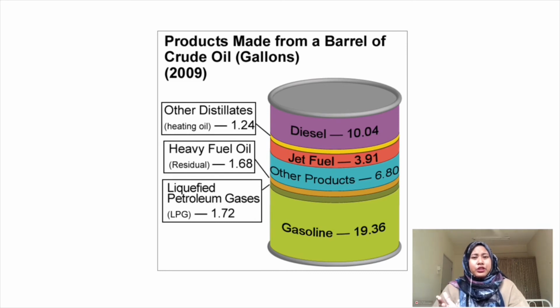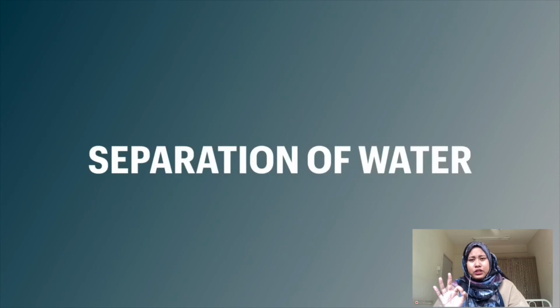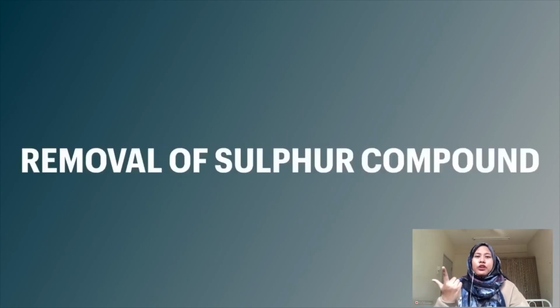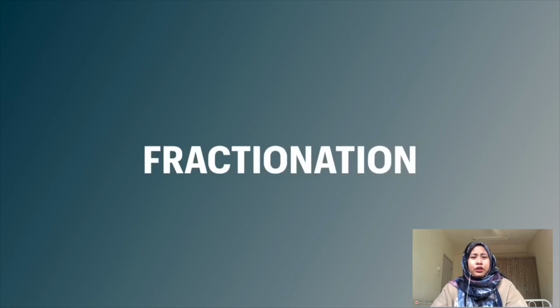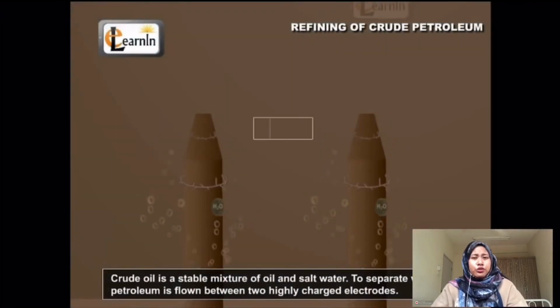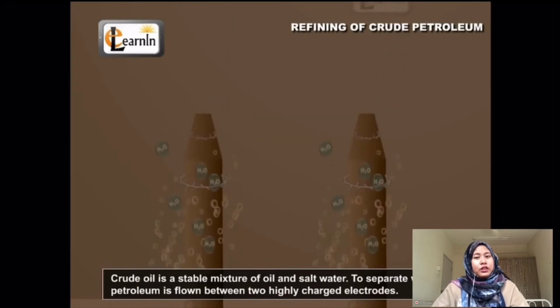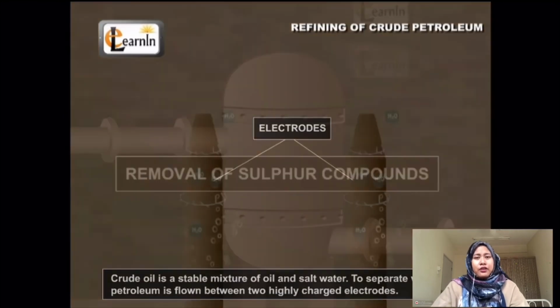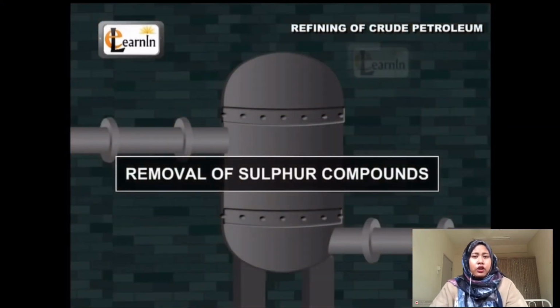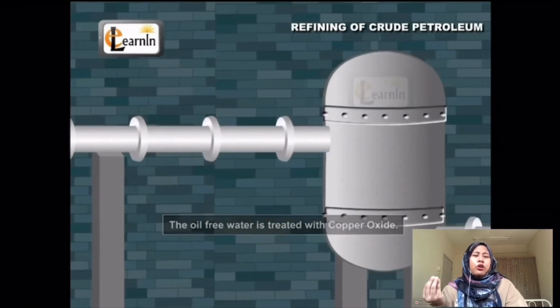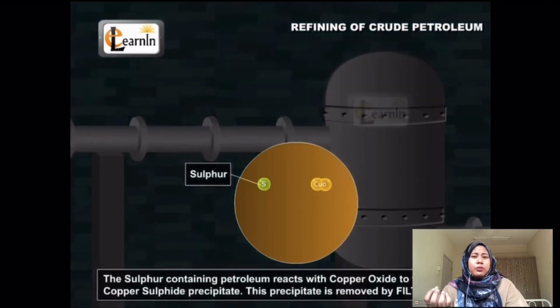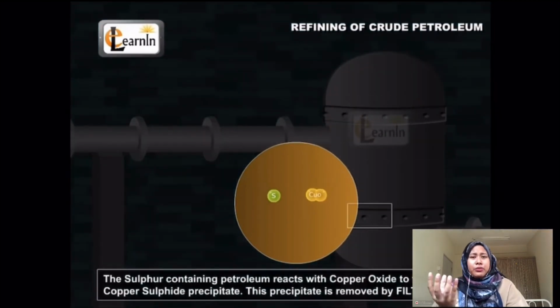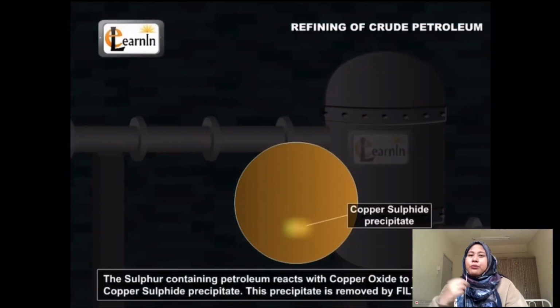The process of petroleum refining involves 3 steps, which are the separation of water, removal of sulfur compound and also fractionation. For the separation of water, the petroleum will undergo 2 highly charged electrodes where the water drops will be emitted and separated from the petroleum. Next, for the sulfur compound removal, the oil that has been separated from the water will be treated with copper oxide chemical where copper sulfate precipitate will be formed and is removed through the filtration process.